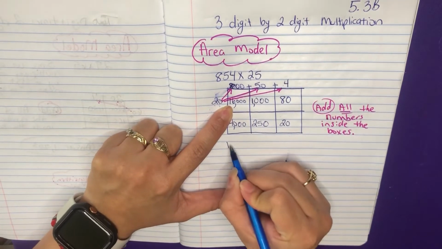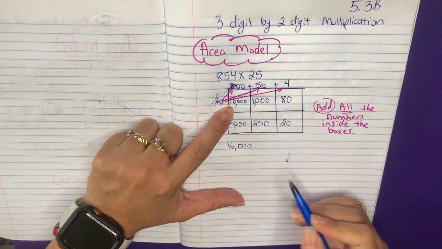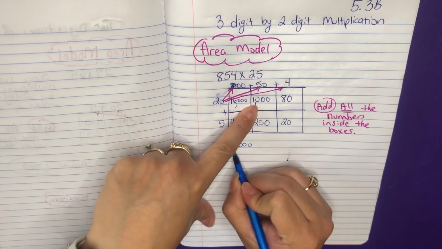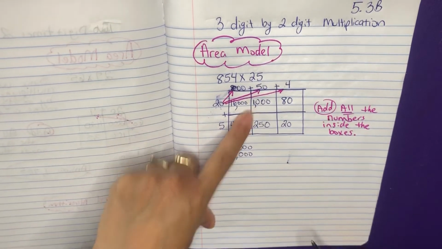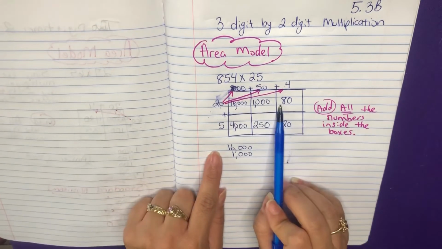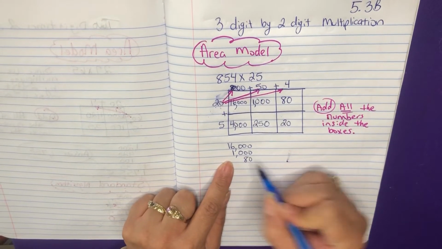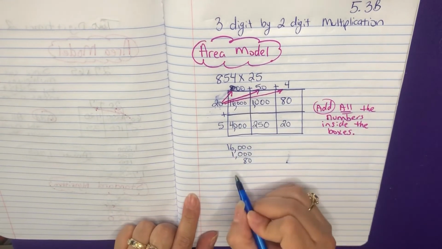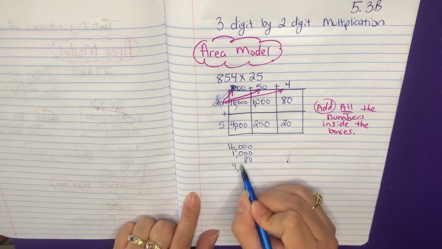16,000. 16,000 plus 1,000. Make sure you line up your ones, tens, hundreds, thousands, 10,000s. Plus 80. Plus 4,000. Line them up.